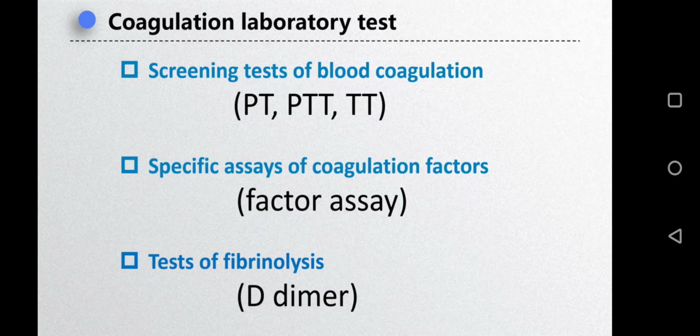Now let's look at coagulation laboratory tests. Please note, one question of the final exam will come from here. Screening tests of blood coagulation are PT, APTT, and TT, along with the specific assays of coagulation factors, the factor assay, and the tests of fibrinolysis. The screening tests are cheaper than specific assays and the tests of fibrinolysis. Before we can check which coagulation factor the patient is deficient in, we can do the screening tests for the patient who has a bleeding disease.